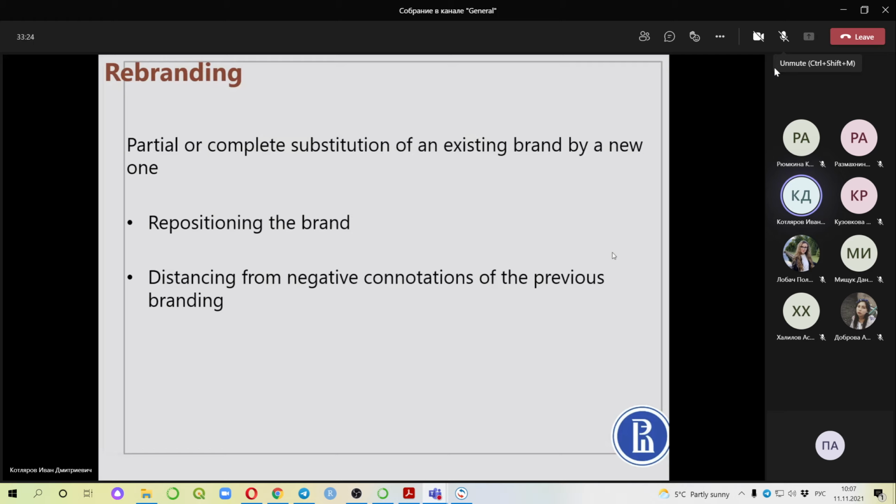And the second problem is when we have to distance from negative connotations of the previous branding. Our brand may be damaged by some negative events, or we may just want to restart our brand. So, in this case, we may create a new brand in order to differentiate our new brand image from the previous one. Ladies and gentlemen, let's start with some examples.